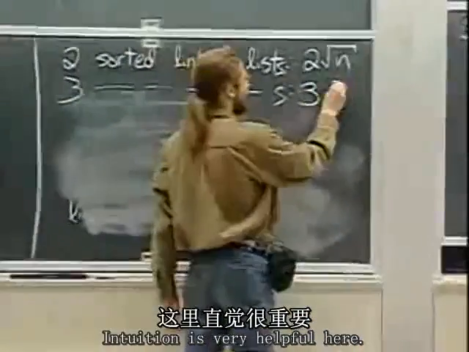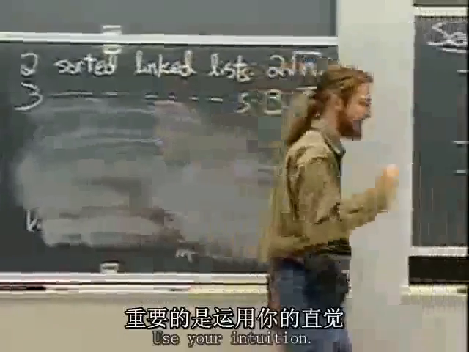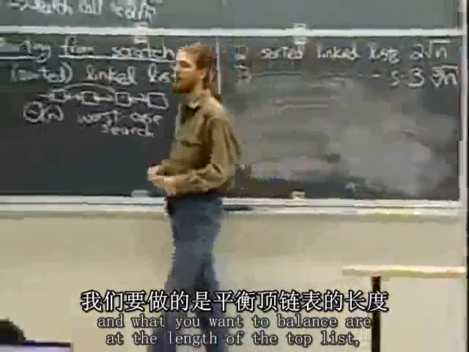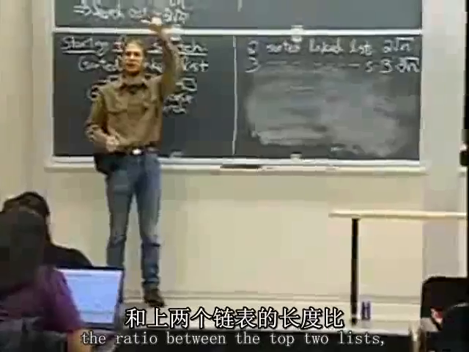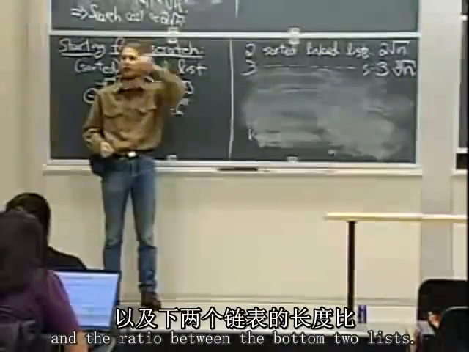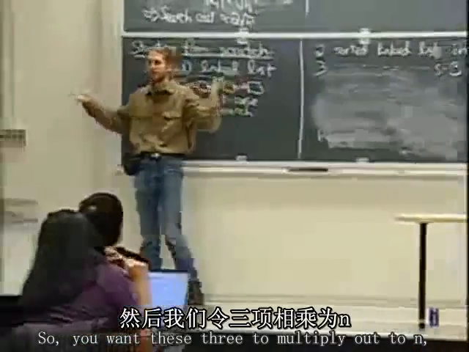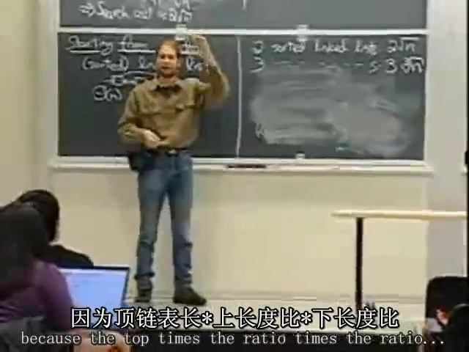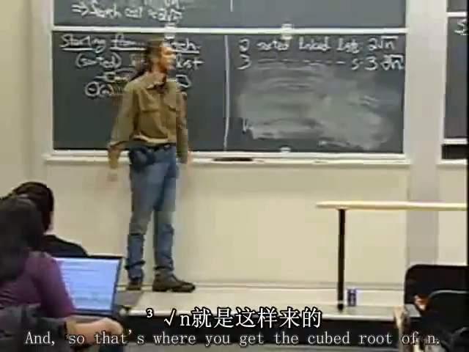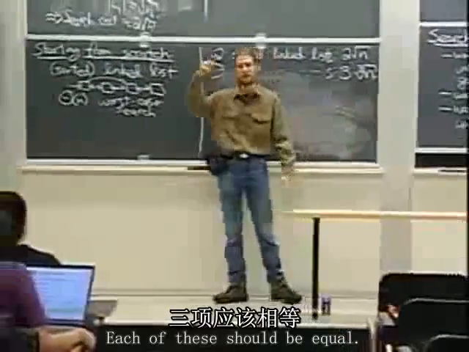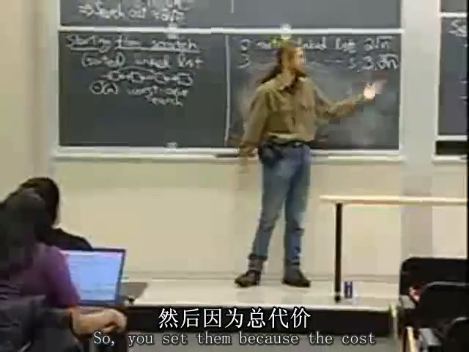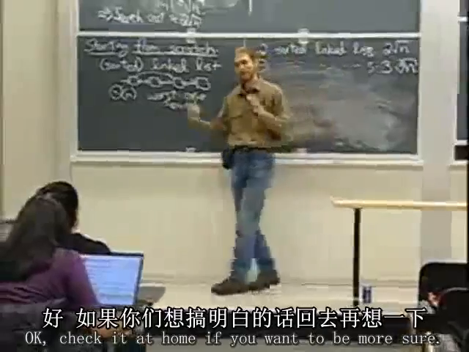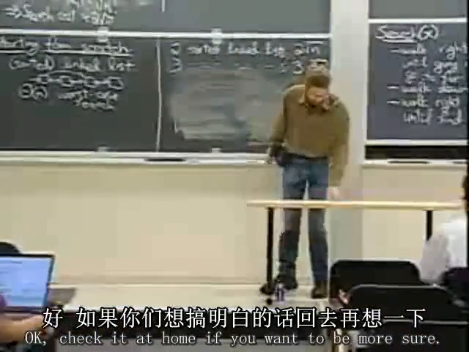Intuition is very helpful here. It doesn't matter what the right answer is. Use your intuition. Now, you can prove that. It's not so hard. You now have 3 lists, and what you want to balance are the length of the top list, the ratio between the top 2 lists, and the ratio between the bottom 2 lists. So you want these 3 to multiply out to n, because the top times the ratio has to equal n. And so that's where you get the cube root of n. Each of these should be equal, because the cost is the sum of those 3 things. So you set each of them to cube root of n, and there are 3 of them. Okay, check it at home if you want to be more sure.